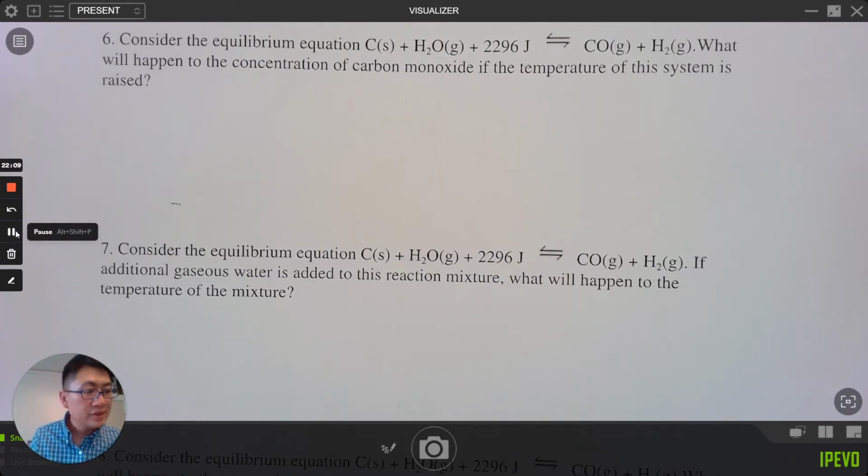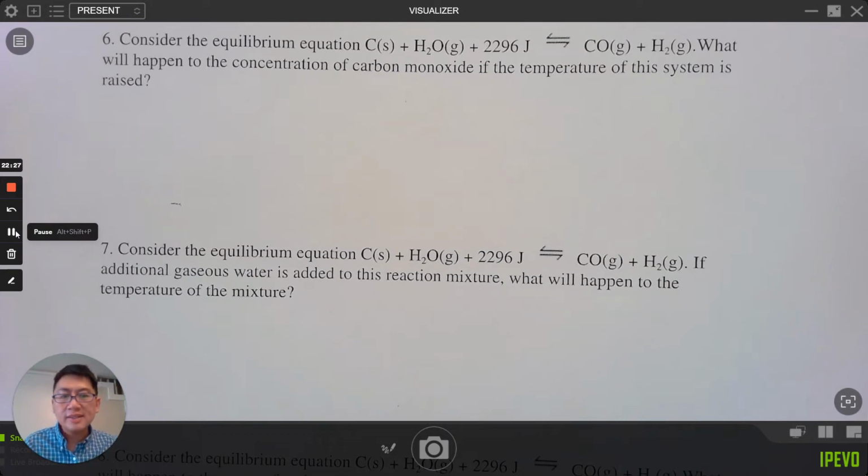Thank goodness the next few problems have no math in them. I don't think any of the rest of the problems have math, so we're kind of done with the math part. The rest is all the Le Chatelier's principle stuff that does not have any math in it.